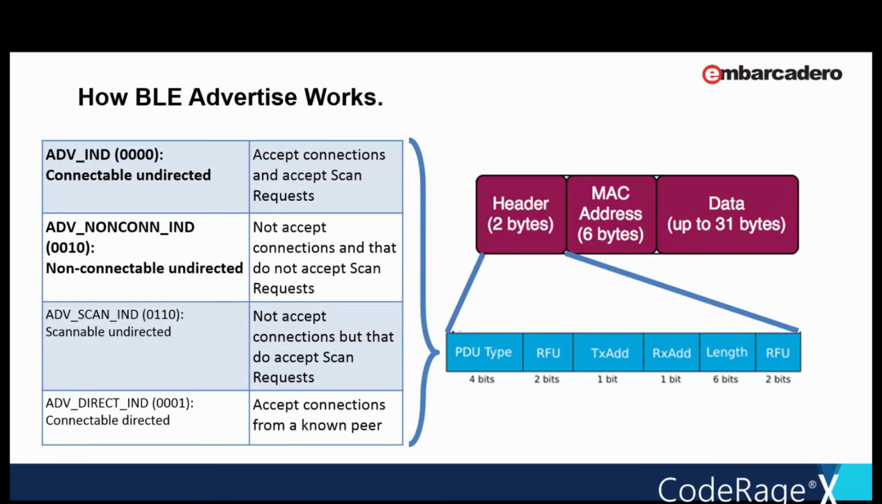Connectable undirected and non-connectable undirected are the most usual advertised packets that we will find. The first one indicates that a central can request more information from the peripheral that is advertising just by sending a scan request to it. This will not imply a connection establishment, but the peripheral could send more information to the central through the advertised channel in an advertised scan response packet that has the same format. Non-connectable undirected is the type used when the peripheral does not accept connections, which is typical in beacons, for example.